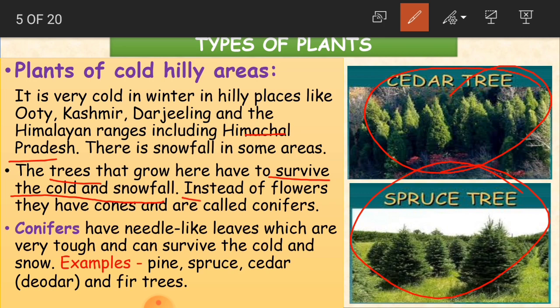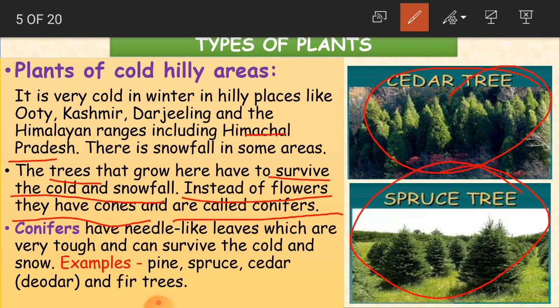Instead of flowers they have cones and are called conifers. We cannot see flowers on the trees here because of so much coolness and so much snow. Even for flowers we say that summer is the best season. Why? Because of the sunlight we get many more blooms of flowers. But because these areas are cool, we cannot see flowers, but they have cones.